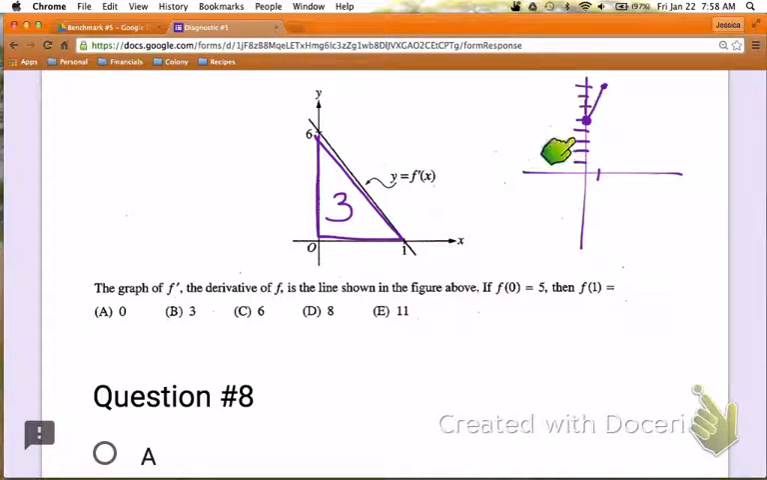Alright, so do you guys see the relationship between those? Here's the initial condition they gave us, f of 0 equals 5. I found the area under the curve to be 3 units. I literally accumulated 3 units. So from 0 to 1, I went up by 3. And that's how I got to 8 there. So the answer is D, 8.